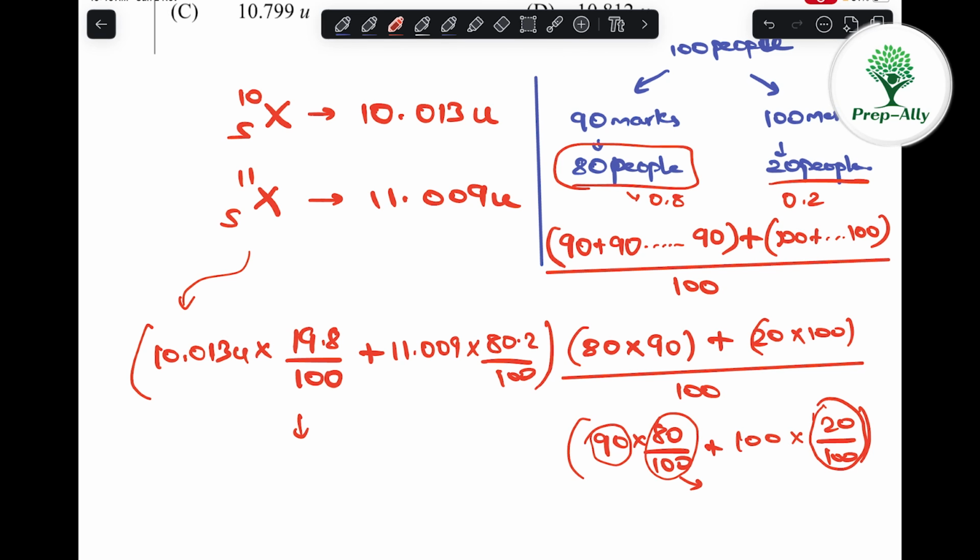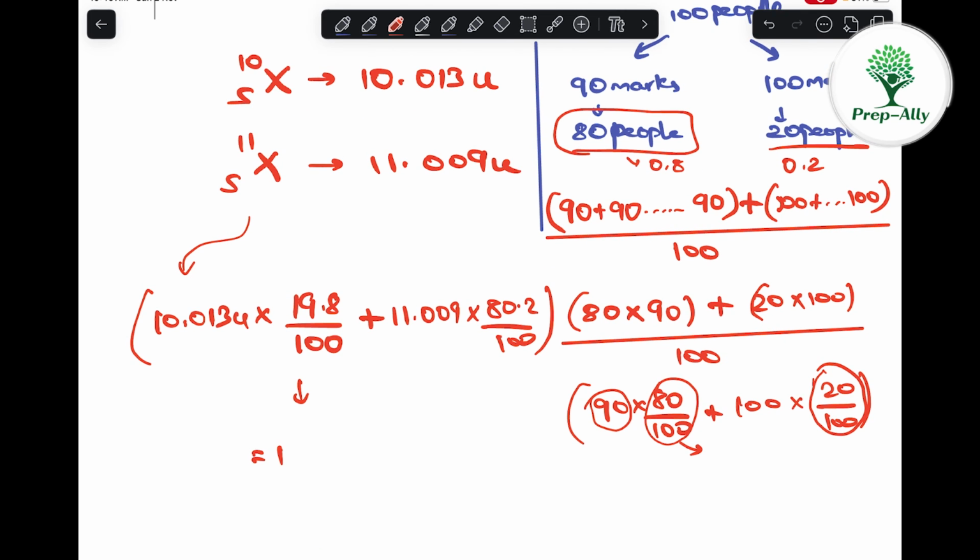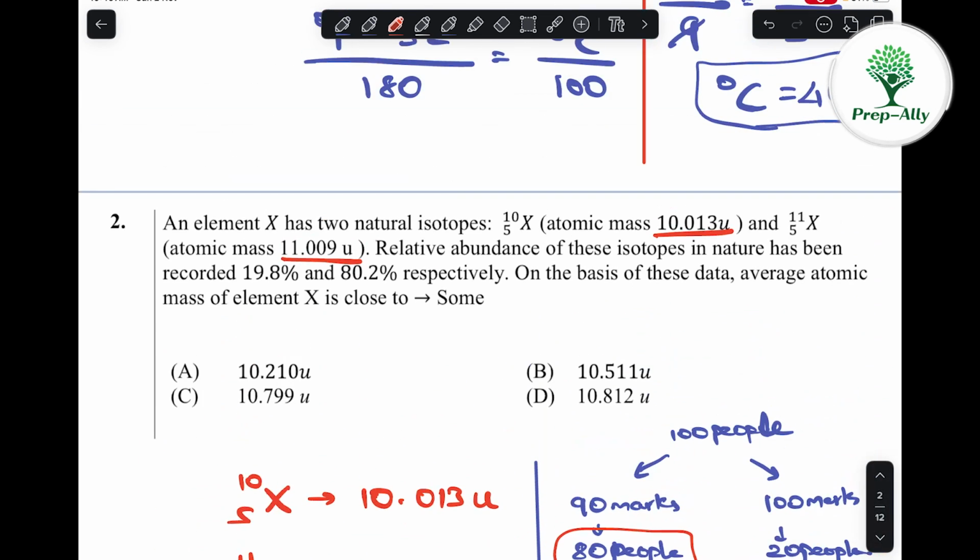So what is the average atomic mass here? If you calculate this, you will get the answer as 10.812 U. So this is going to be your average atomic mass. So the correct answer is going to be D.